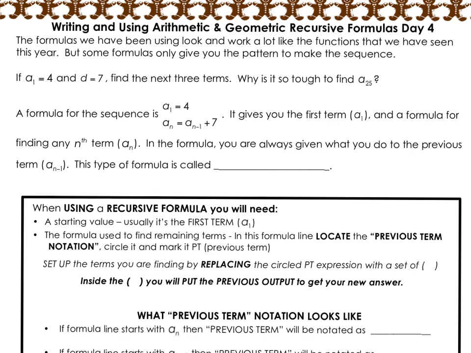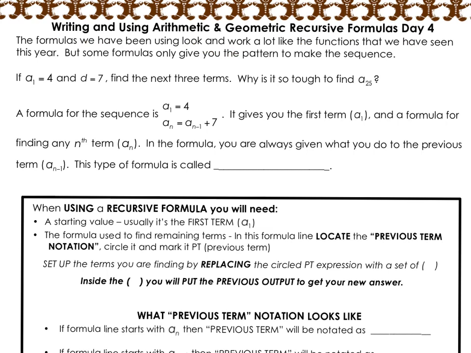Welcome to video 4. Today we're going to talk about writing and using arithmetic and geometric recursive formulas. So this is the new idea here, recursive. The formulas that we have been using up to this point look and work a lot like the functions that we have learned this year. But sometimes we'll have formulas that only give us the pattern that we can use to make this sequence.